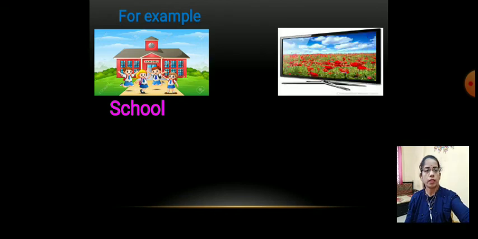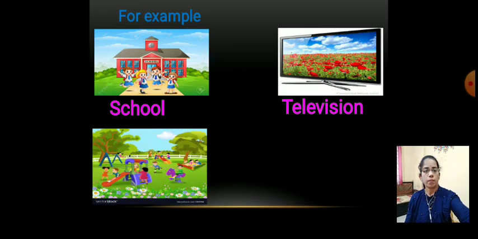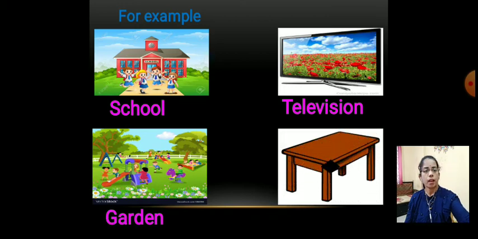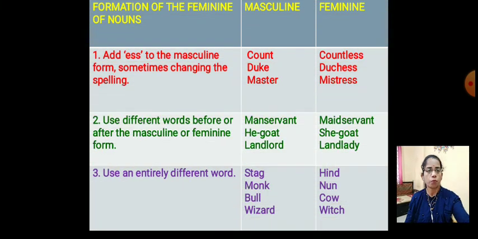Next one, TV, which is included in the things. Next one, garden and table. All these are without life, which are included in the things. That all are the neuter gender. See some important rules we have to follow for the gender.